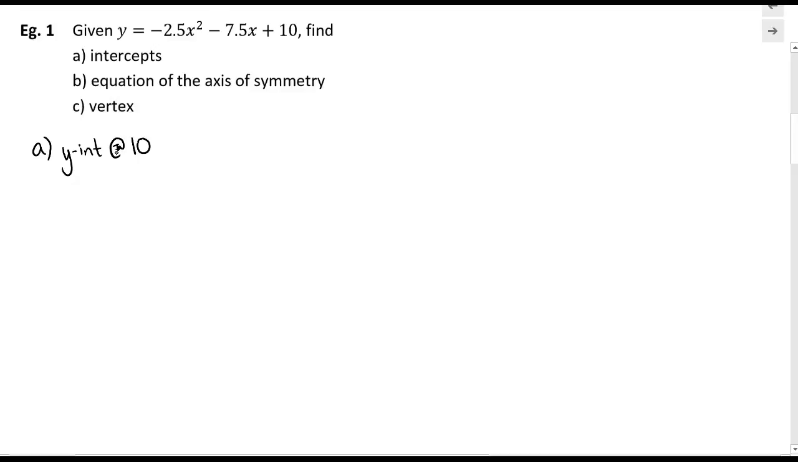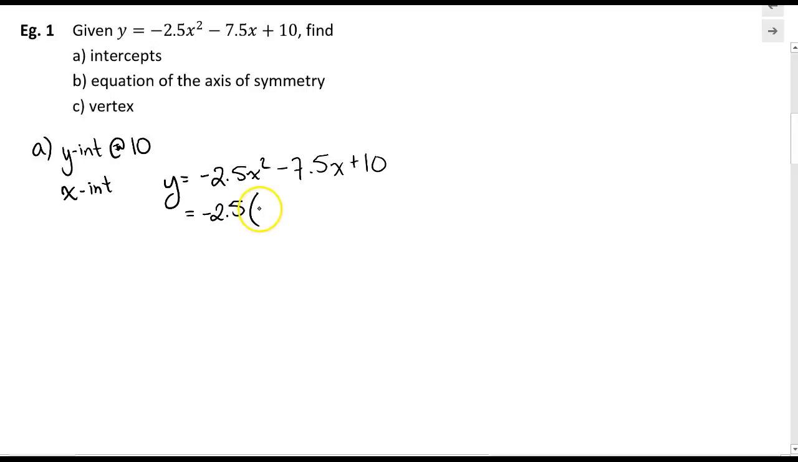My x-intercepts are going to be a little bit more tricky. I'm going to want to factor this trinomial. But that's actually not that bad either. It looks horrible because it's got decimals, but we can get rid of those. So we start with y equals negative 2.5x squared minus 7.5x plus 10. But 2.5 goes into all three of those values evenly, actually. And we want to take that negative away from our x squared term if we can. So I'm going to take out the full negative 2.5.